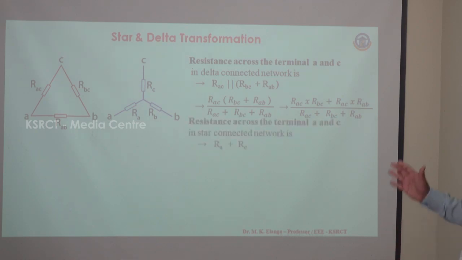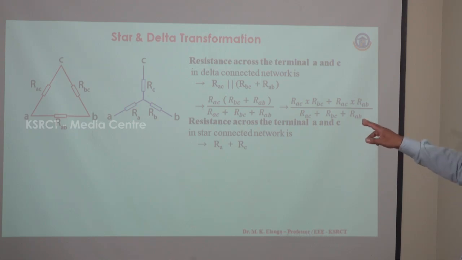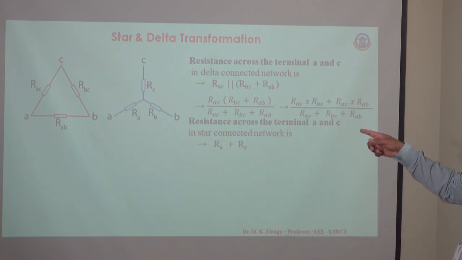When we have to consider these star connected systems, the equivalent resistance across the terminals A and C in the star connected system: A is at the bottom and C is the upper phase. In between these two, only the resistances RA and RC come into the picture, where RB is not connected. We are obtaining the equivalent resistance between terminals A and C only, so that gives the value RA plus RC alone, right?